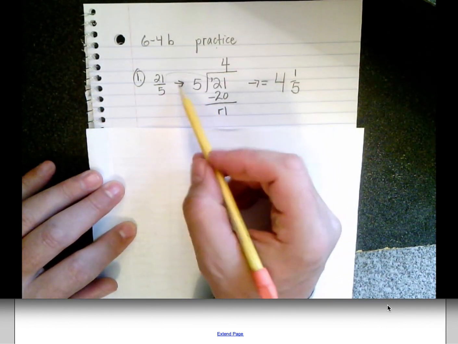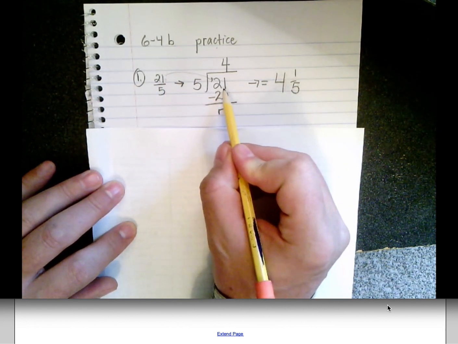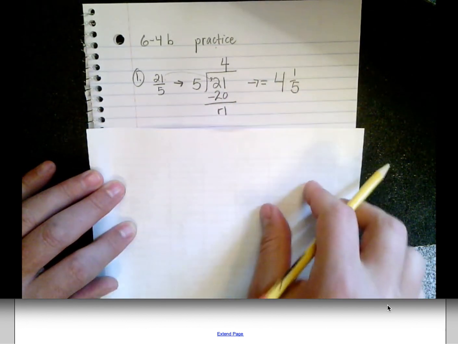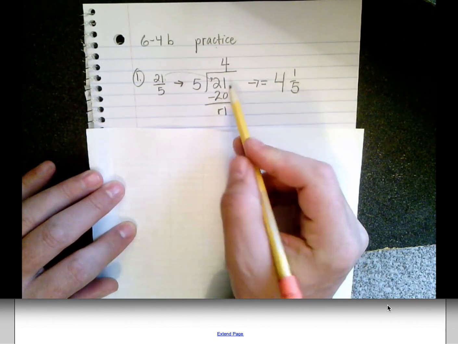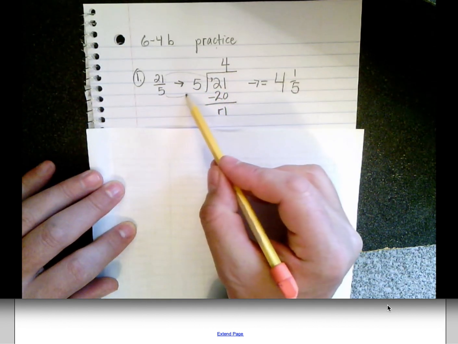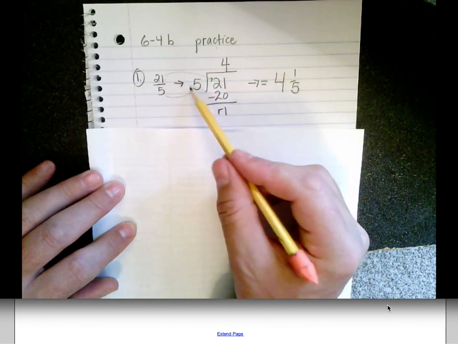So we're going to go ahead and put the numerator inside the box. That's going to be the dividend. That's going to be the one divided up. The pieces are going to be moved, 21 pieces. And we're going to divide that by the divisor. The denominator goes right in there, right? So that does all the work. So you have to know your 5 facts.